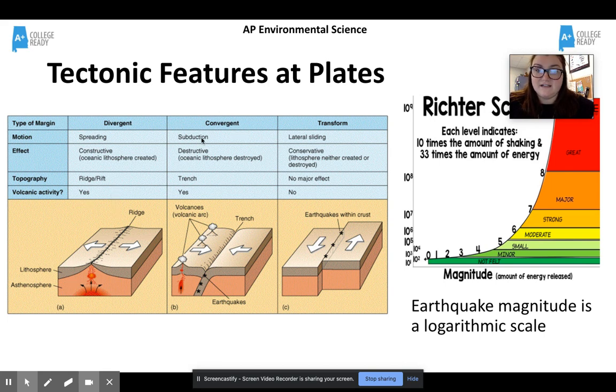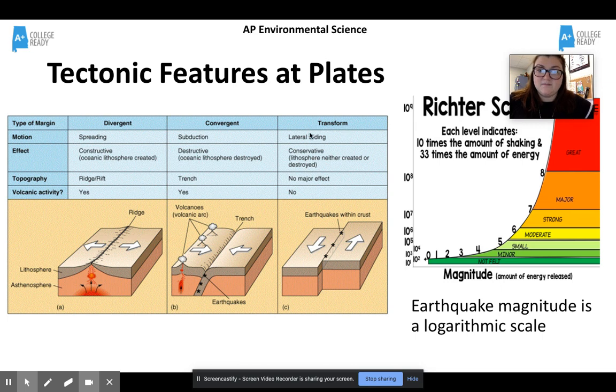Convergent, they're coming together. It's a process called subduction. It is destructive because it is destroying oceanic lithosphere as they come together. One always slides under the other. It forms a trench, and there is volcanic activity here.